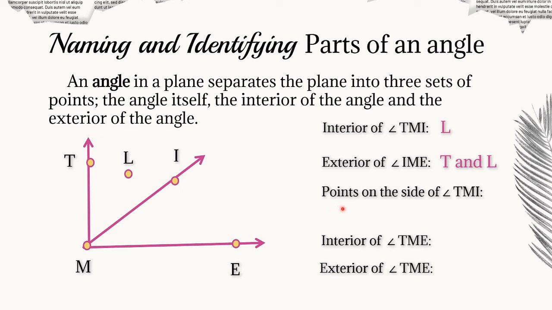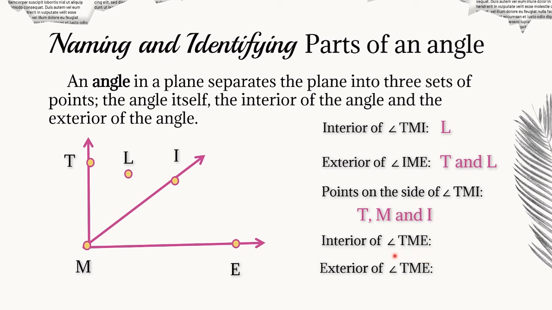How about naman points on the side of angle TMI? Si angle TMI ay ito, TMI. Those are the points on the side of angle TMI. Para mas madali nyo ma-identify yung points ng side, tingnan niyo yung angle. Si angle, meron siyang 3 points. Those are the points on the side. So, yan yung TMI.